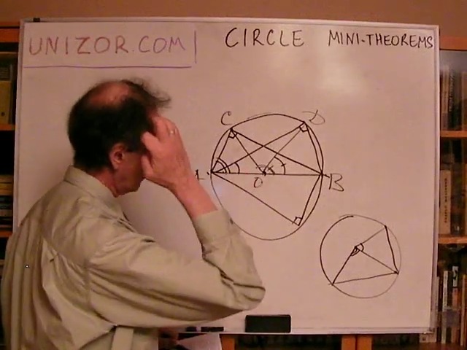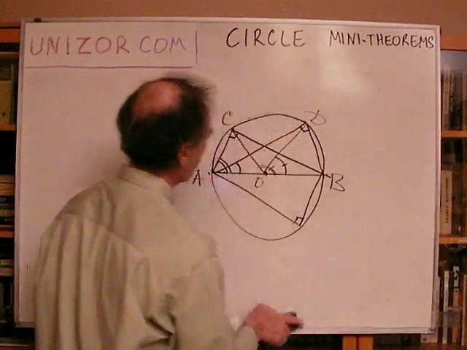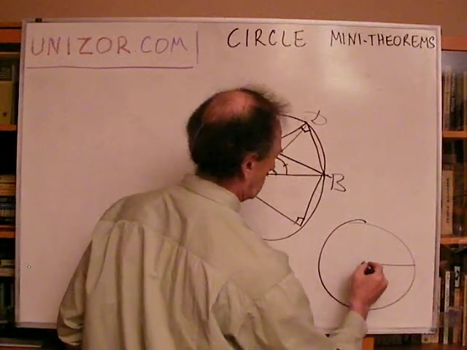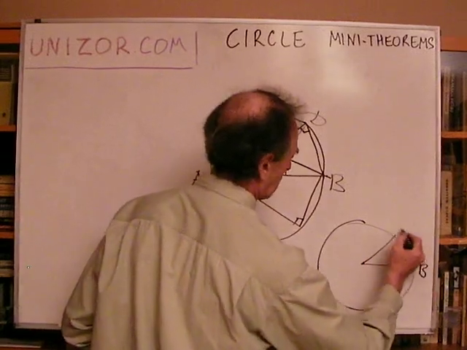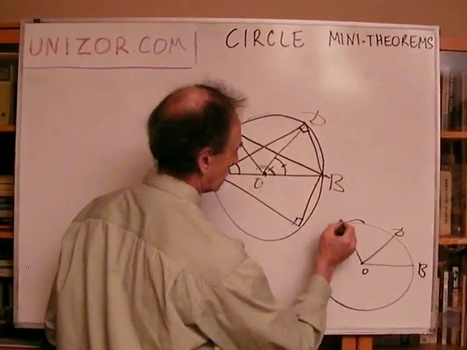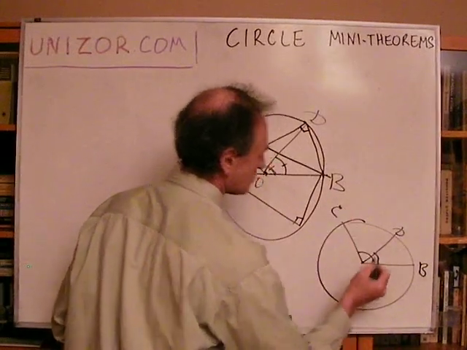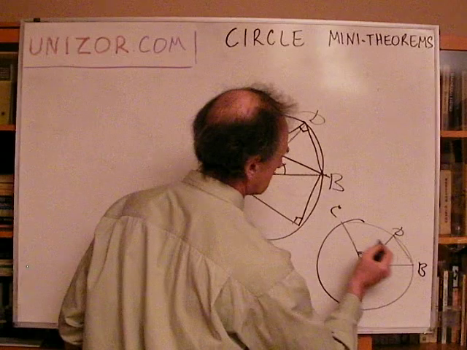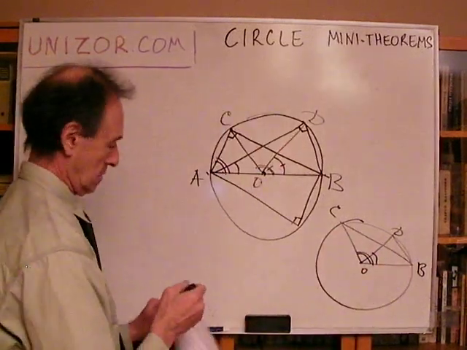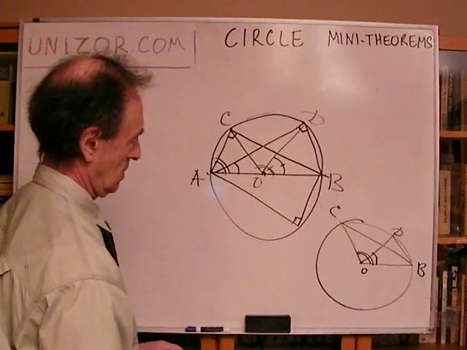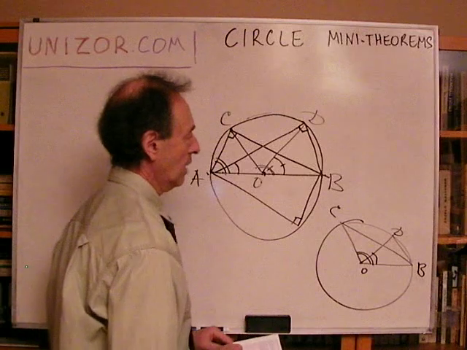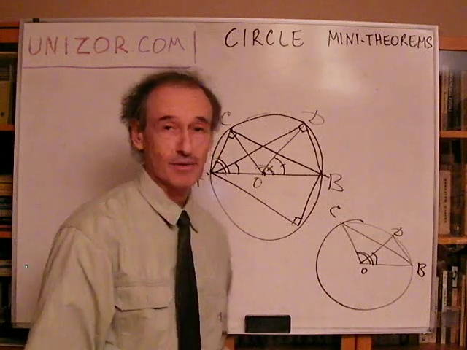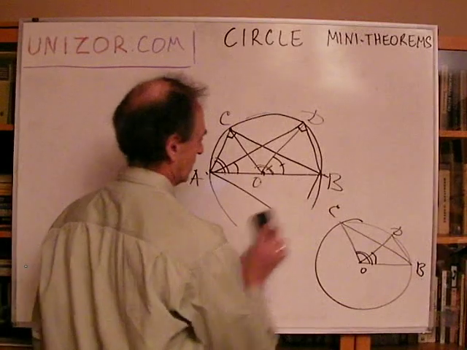Like in this particular case. Or I should probably draw it a little bit more like I have in this drawing. So I have a circle. I have one central angle, which is BD, and I have another central angle, C. So this angle is bigger than this one. And I would like to prove that this is bigger than this. Well, which is kind of obvious, right? Okay.